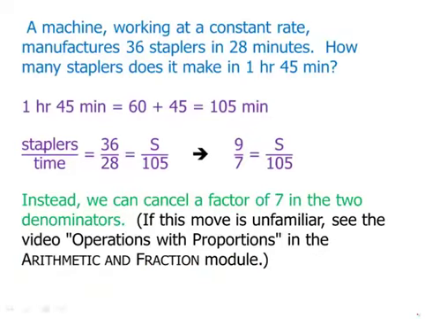Instead, we can cancel the 7s, a factor of 7 in the two denominators. So we're canceling across the denominators. And again, if this move is unfamiliar to you, go back and watch the operations on proportions. That's really an important video to understand if what I'm saying about proportions here is not familiar.